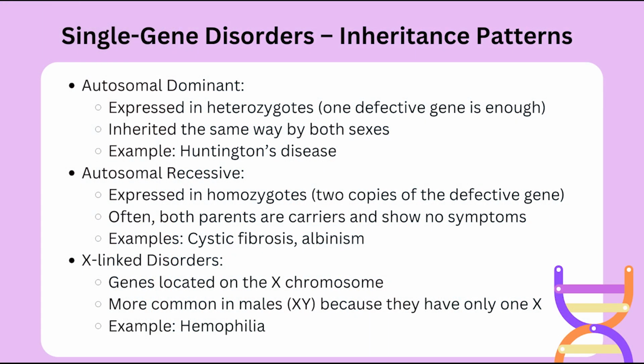The second one is autosomal recessive. These disorders are expressed only when an individual inherits two copies of the defective gene, one from each parent. Often both parents are carriers but do not show the symptoms themselves. Examples include cystic fibrosis and albinism.